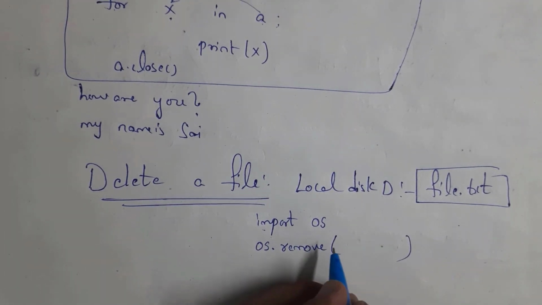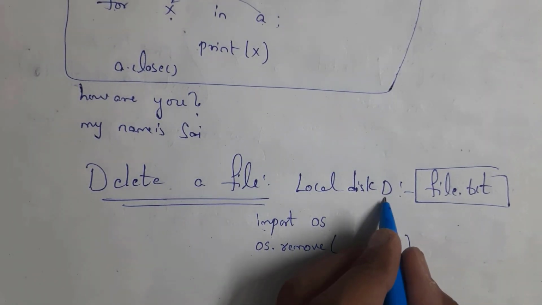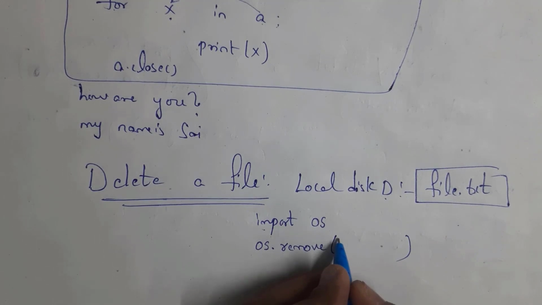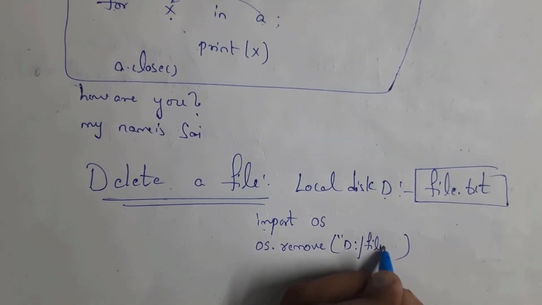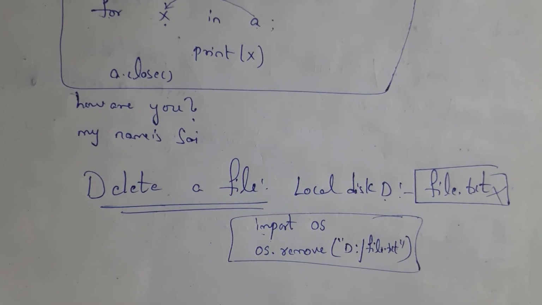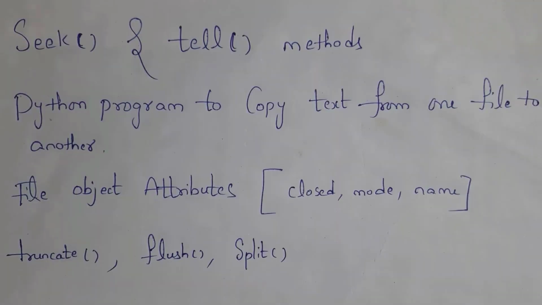Inside brackets, you need to write the file name. My file is present in local disk D with the name file.txt. So just write here d: file.txt. Whenever you run this code, it will delete my file. Next I will explain what is the use of seek and tell methods.